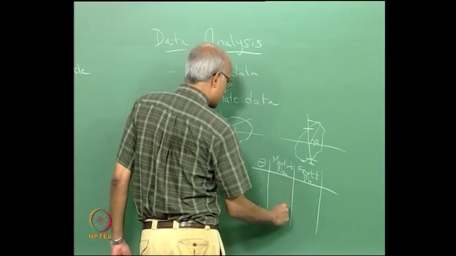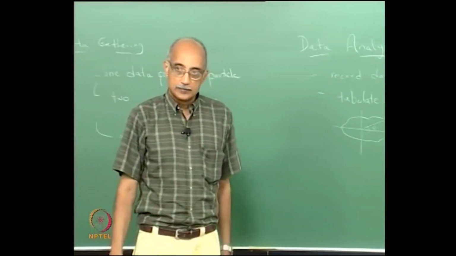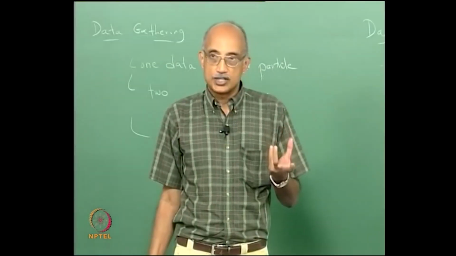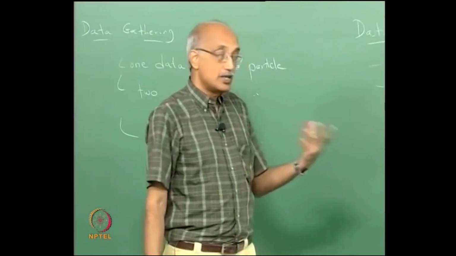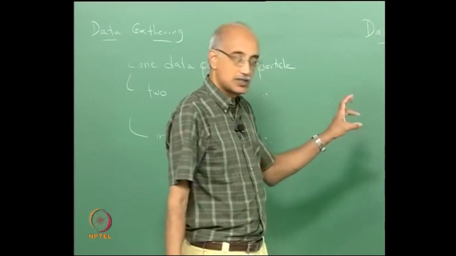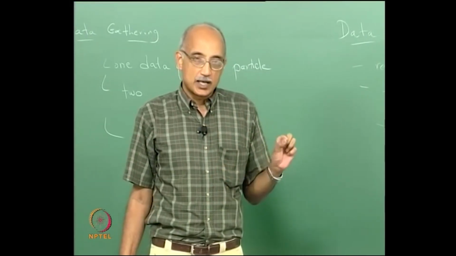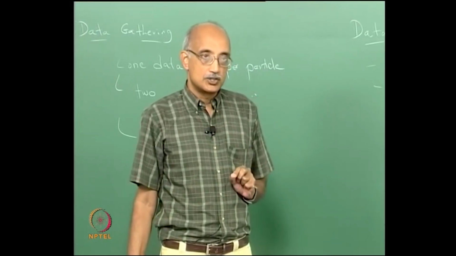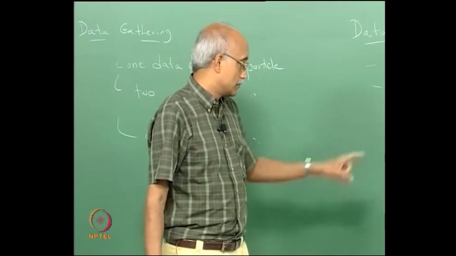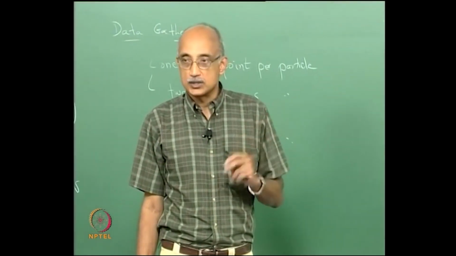So for various values of theta, you can tabulate values of Martin's diameter and Feret's diameter, and you can use those as the representations of particle shape. Or actually, you can take a ratio of the two and represent that as a shape index, because as you can imagine, if this is a perfectly spherical particle, this ratio will always be equal to 1, whereas if it is a highly elongated particle, this ratio would tend to 0. So just simply by taking the ratio of the Martin's diameter to Feret's diameter, you can represent that as a shape coefficient for the particle.